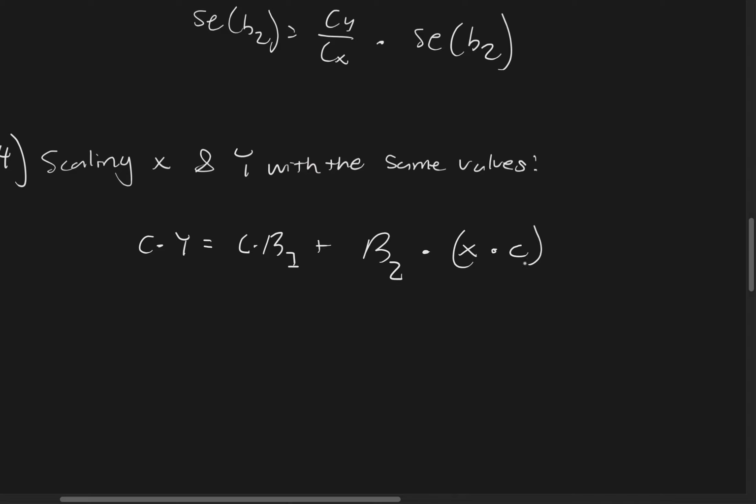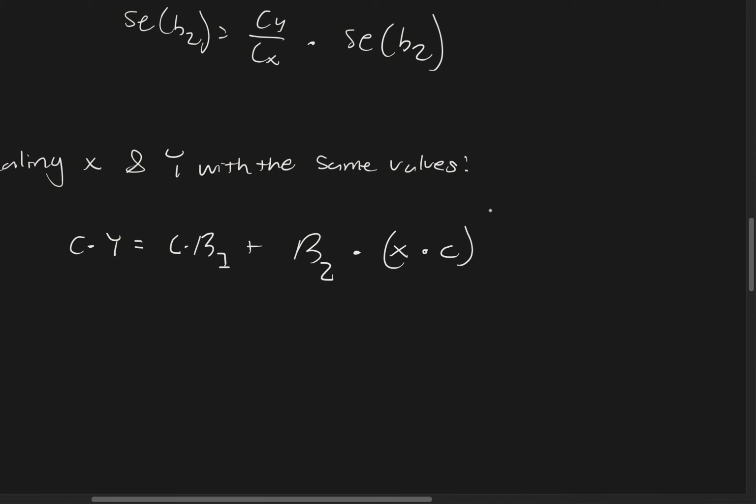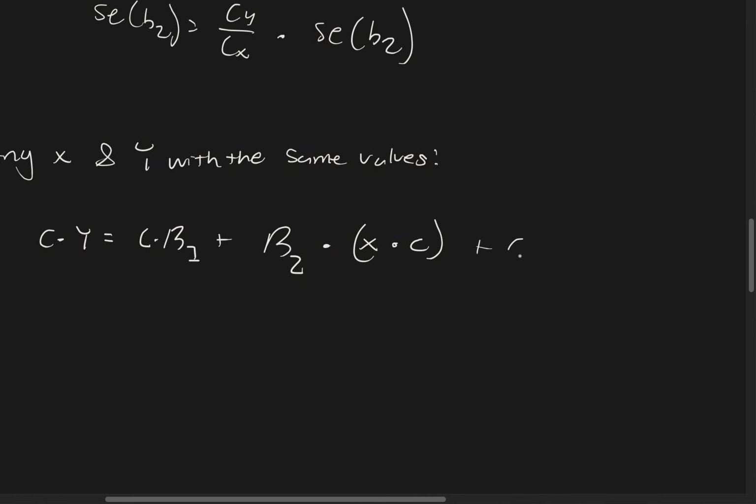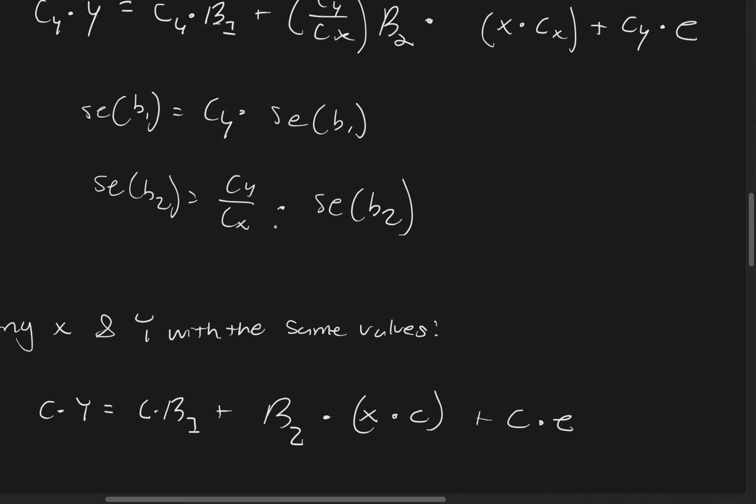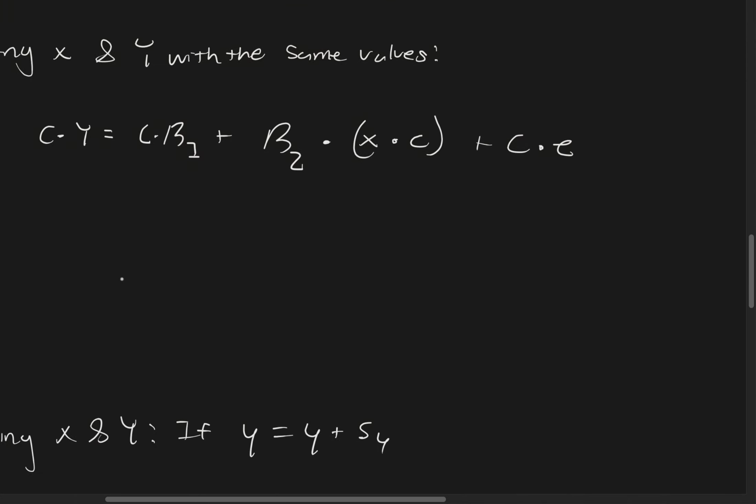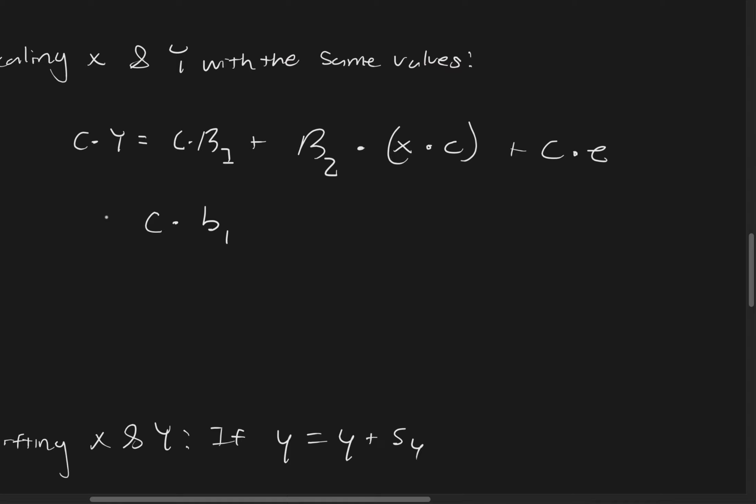However, we still have to rescale x by c, because that's what we did when we rescaled x, and then the error as well. So only the beta 2 changes because the constants here are the same. And so once again, our new beta 1 is c multiplied by the constant multiplied by the beta 1, as well as our standard error of it.